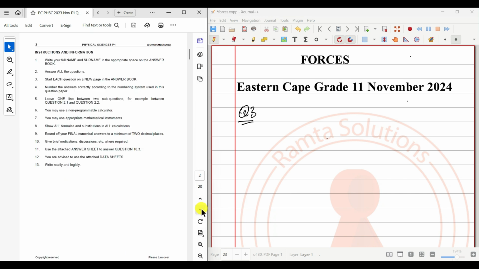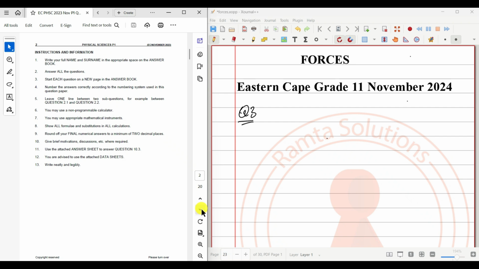Instruction number 8. By the way, before I proceed, remember all of the instructions are important, but we're going to highlight these ones that we want to use now. Instruction 8. Show all formulae and substitutions in all calculations. Number 9. Round off your final numerical answers to a minimum of 2 decimal places. Okay, to a minimum of 2 decimal places.